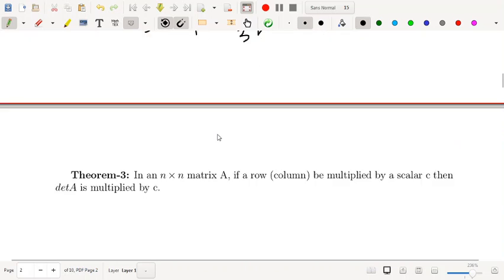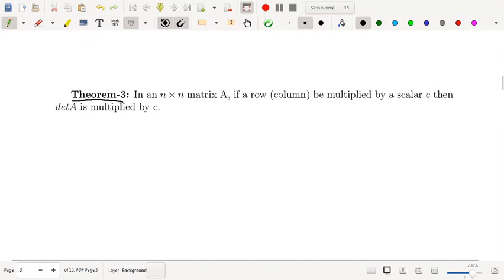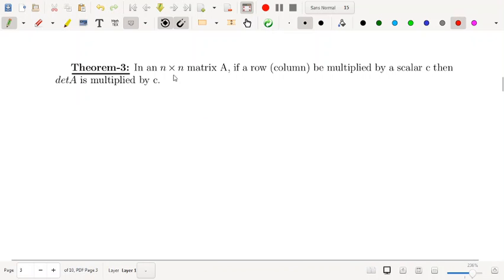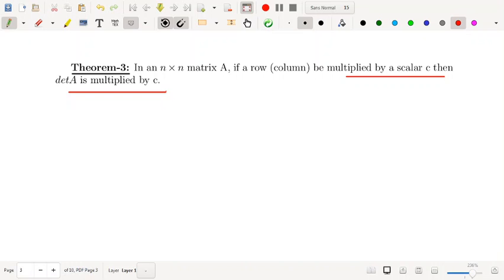Okay, next, this is theorem 3, or you can say property 3, because in your book it is written as a property. So what is theorem 3? In an n cross n matrix A, that is a square matrix, it can be 3 cross 3, if a row or column be multiplied by a scalar C, then the determinant is multiplied by C. It is a very important thing in operation, when we will solve some problems on determinant. This is very helpful. Just go through this. So I am giving you one example for that.